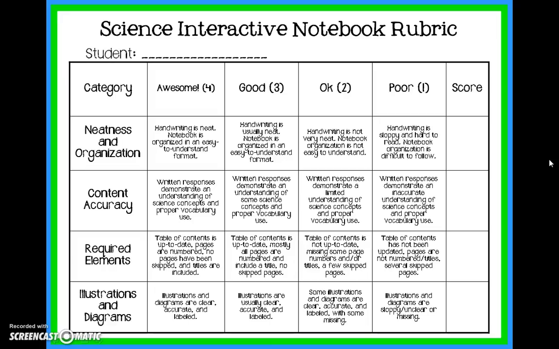Here is an example of the rubric that you will be using. You'll be putting this in your notebook, and this is the rubric that I will be using to grade your notebook every 9 weeks. So I'm going to be looking at the neatness and organization. I'm going to be looking at the content accuracy. So when I'm looking at your student output, are you putting the accurate facts? Required elements. Are your table of contents up to date? Are your pages numbered? And also your illustrations and diagrams are clear, accurate, and labeled if asked.